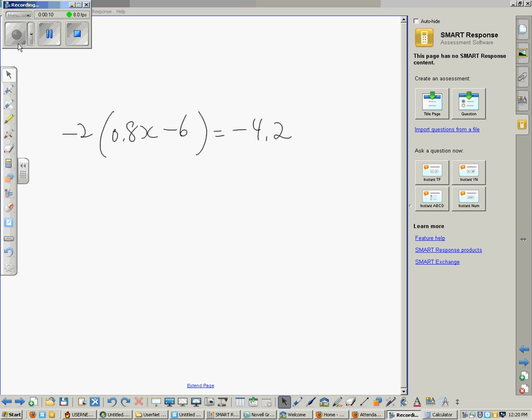We have this question here, which says -2 multiplied by (0.8x minus 6) is equivalent to -4.2.